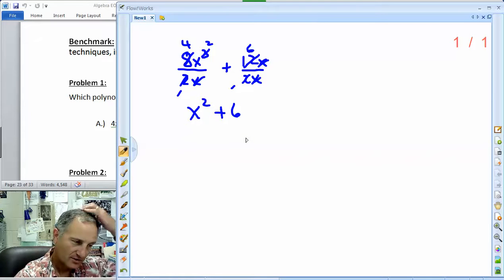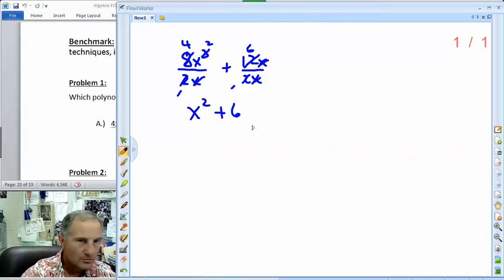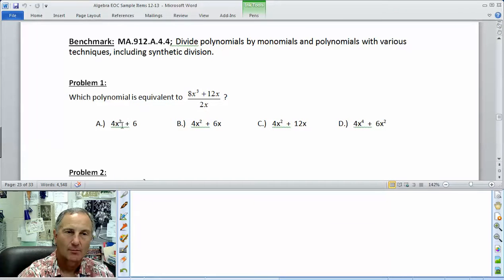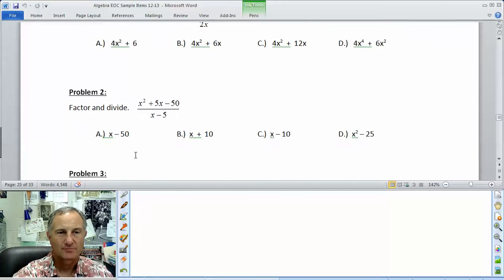X squared plus 6. I'm sorry, I forgot my 4. I'm doing real good here. 4x squared plus 6, that's A. Okay, answer A. Boom, right there. There's your 4x squared plus 6.